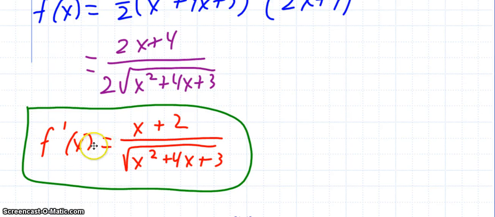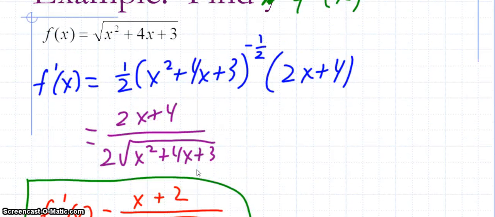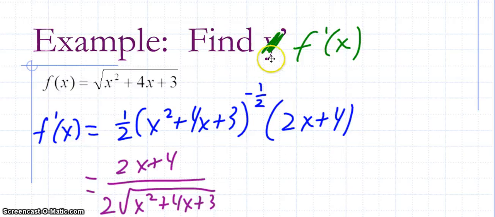Alright, so hopefully you got that f prime of x is x plus 2 over the square root of x squared plus 4x plus 3. How do we get that? Chain rule. Oh, real quick notation thing, sorry. I said find y prime on the notes here, but this is f of x, so we want to find f prime of x. Just a notation thing. Details are important though.